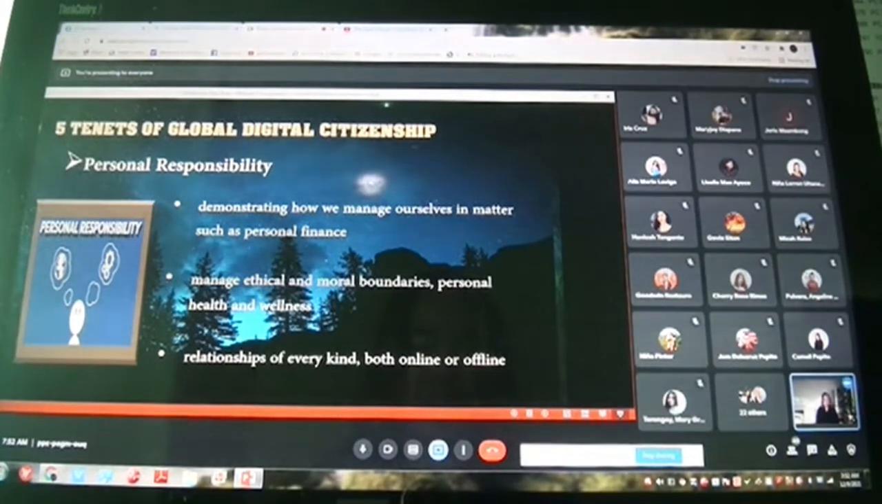Because we also have moral boundaries. Personal health and wellness. Sometimes people forget about their health. There's so much focus on technology, on Facebook and other things, that they forget about their personal health and wellness. Okay? So that's very important as part of our personal responsibility.